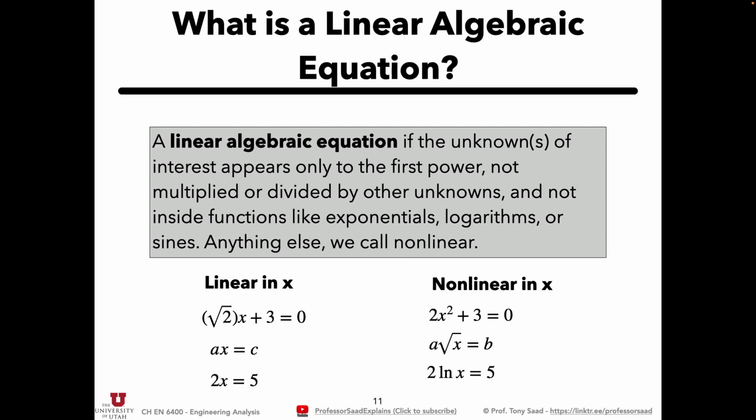These are examples of equations that are nonlinear in x. 2x squared plus 3. I'm not asking whether you know how to solve it. Yeah, you can say here x squared is minus 3 over 2 and you have a complex solution here. But that's not the question. X squared makes x show up nonlinearly. A square root of x equal b. You could say, well, if I take the square of this equation, it makes it linear. It becomes a squared x plus b squared. But still, the way it's presented, x shows up nonlinearly in this equation. The relation between x, a, and b and everything else is nonlinear because x is to the power 1 over 2. 2 log x, same thing.